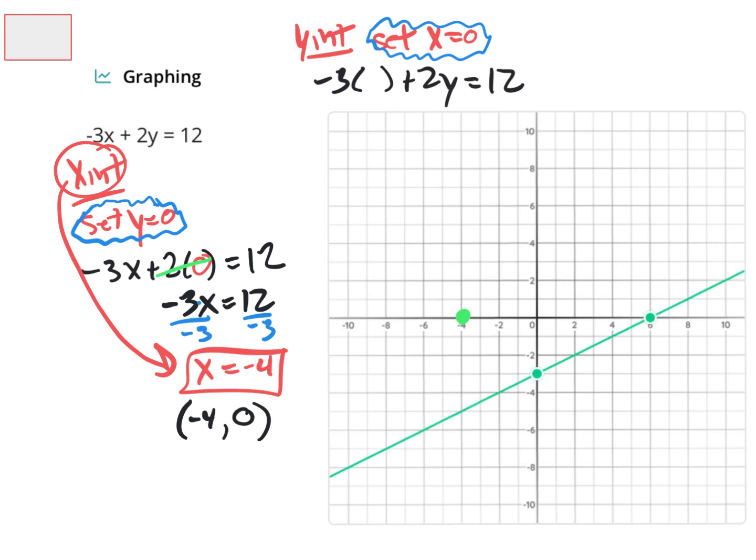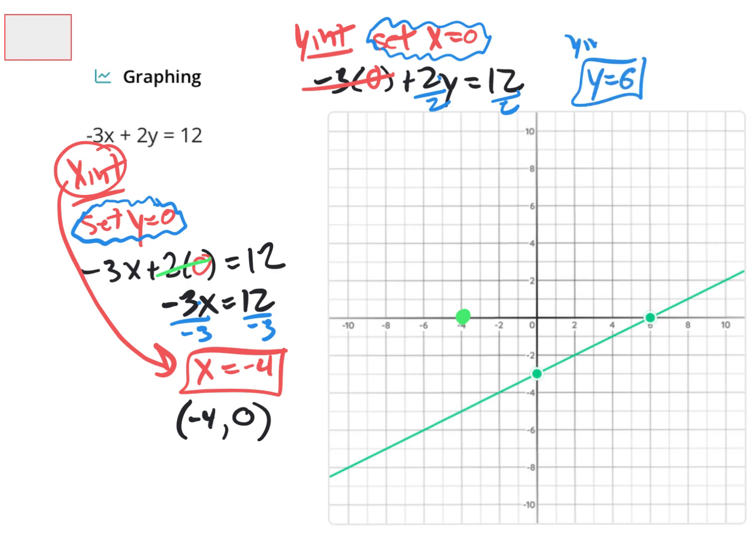Of course, instead of x, I put parentheses because x is supposed to equal 0. So I'm going to plug in a 0 right there. And that becomes really easy because negative 3 times 0 disappears because it's 0. And I have a simple one-step equation. This is really saying 2 times y equals 12. So I'm going to divide by 2 and divide by 2. That'll give me y equals 6.